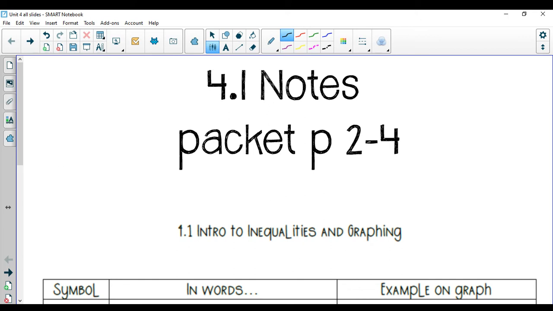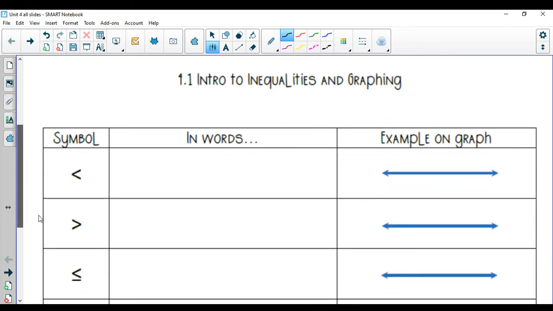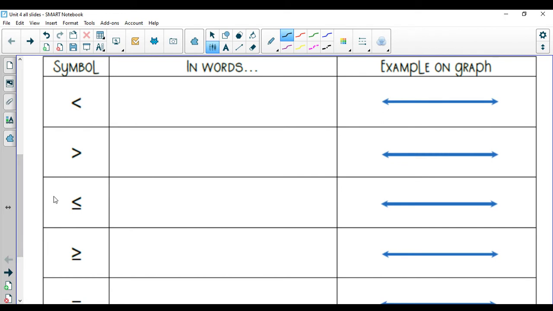All right, this is the start of chapter unit 4. We're talking about inequalities here. So we're in your inequalities notes packet, and we are on page number 2 for the first lesson. Lesson 4.1 is about intro to inequalities and graphing. We're first going to start off talking about a couple symbols and see what these things are going to look like when we actually put them on a graph.